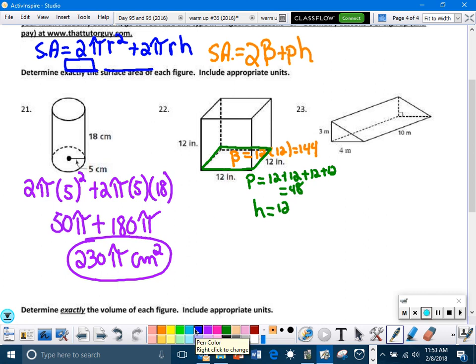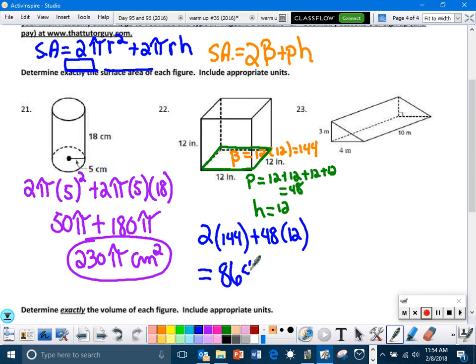So the surface area is going to be 2 times the base area, 144, plus the perimeter, which is 48, times the height of the object. Okay, all I need to do is put that in the calculator now. 2 times 144 plus 48 times 12, and I get 864. And that would be inches squared.